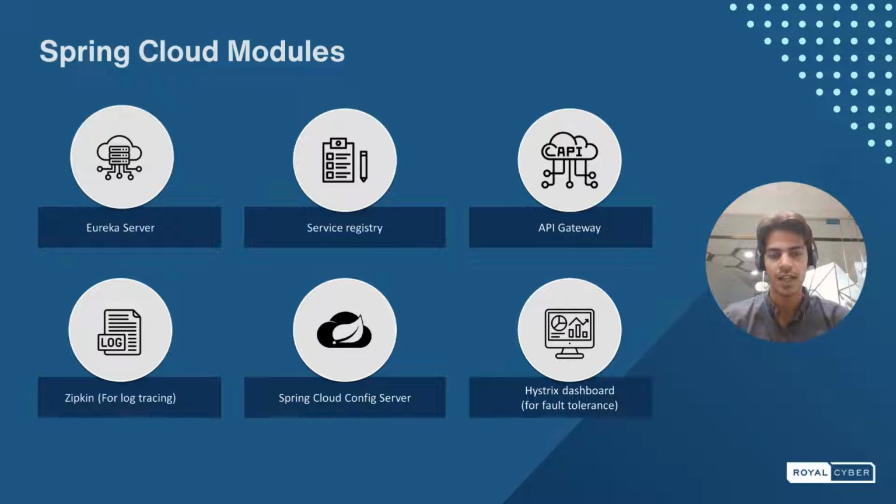And then we have the API gateway. It works as a gateway between multiple applications which are distributed across the systems. So whenever an API call comes, it will go to the gateway, and the gateway will decide where this call has to be routed. So the API gateway works as a gateway between all the applications. And then we have Zipkin.